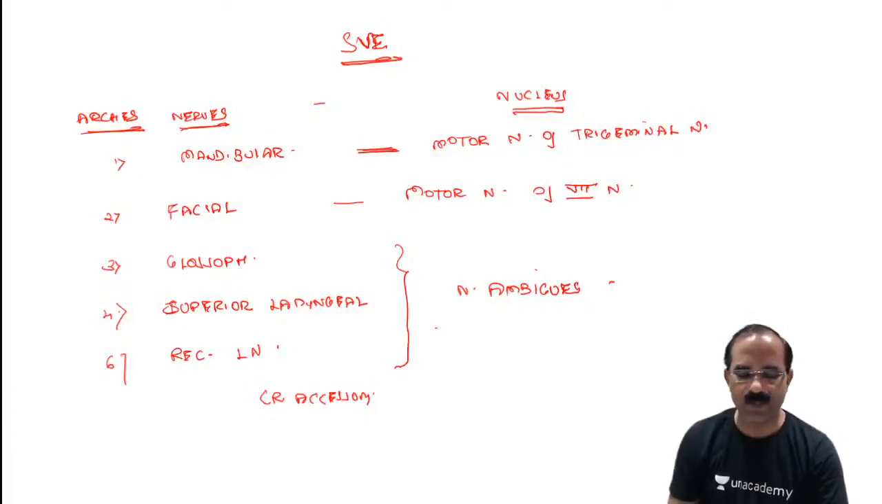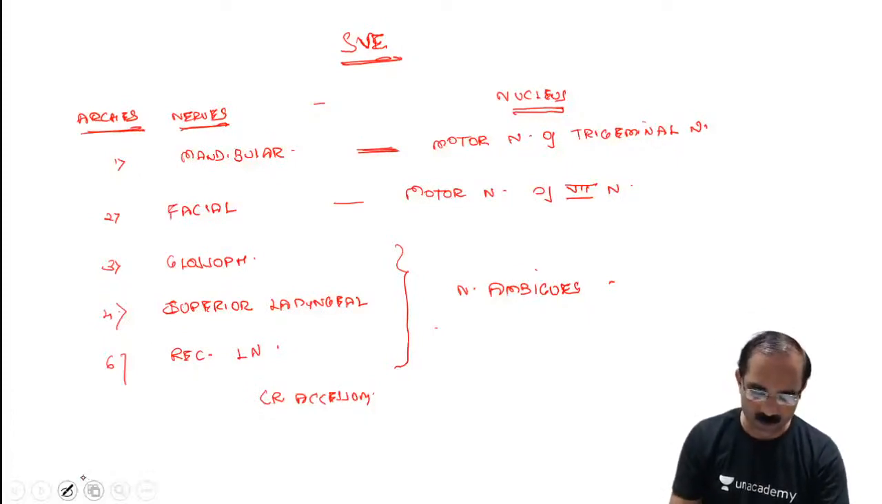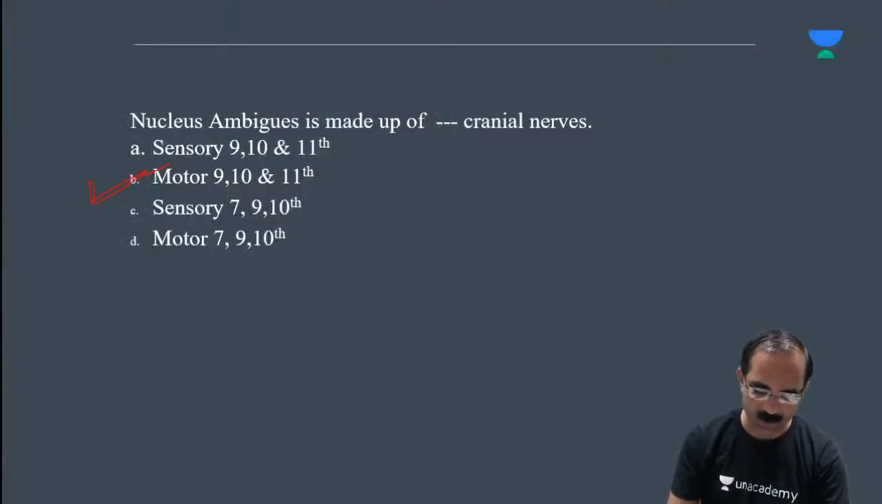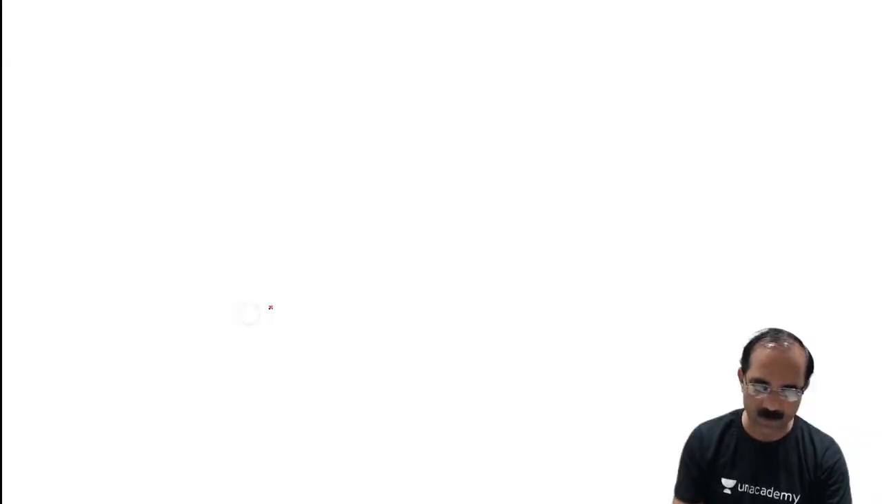Are you following what I'm saying? Students? Look, one minute, I'll just make this for you. One moment, I have to come back to the screen. Look, this is the motor nucleus, and this is sensory. The motor nucleus is nucleus ambiguus.